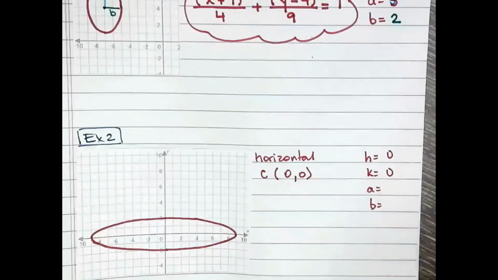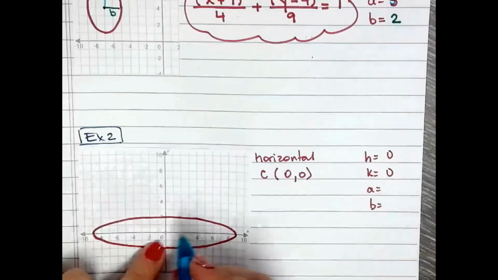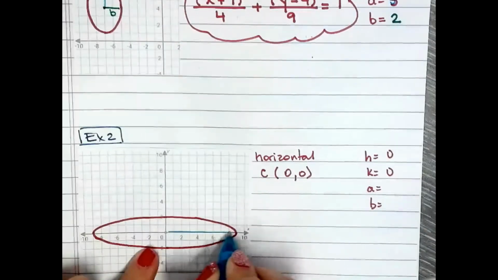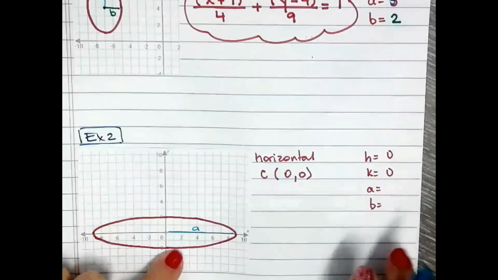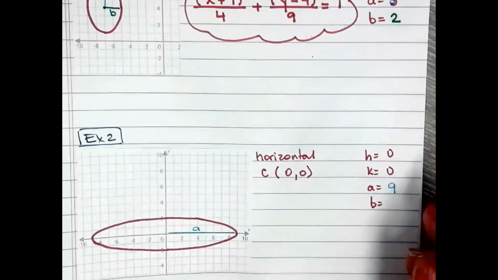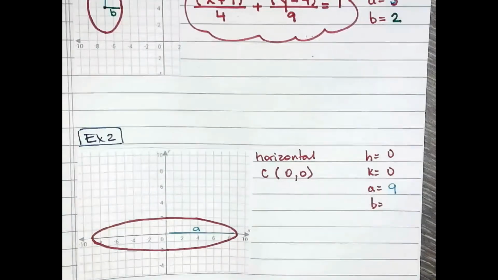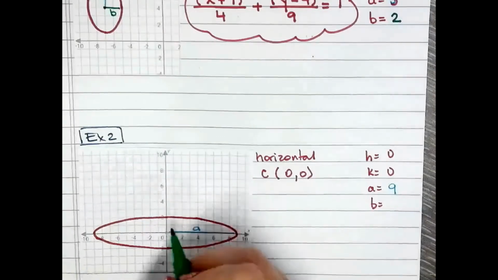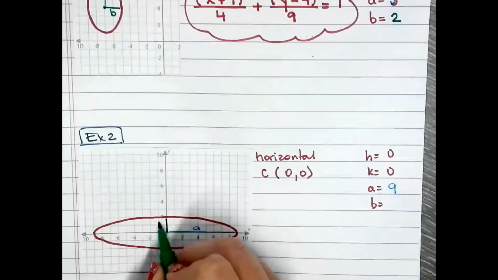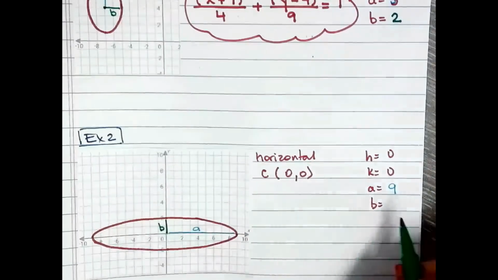Now A is the distance from the center to the vertex. That's A right there. So A is 9. B is the distance from the center to the co-vertex. So that's B right there. B is 2.